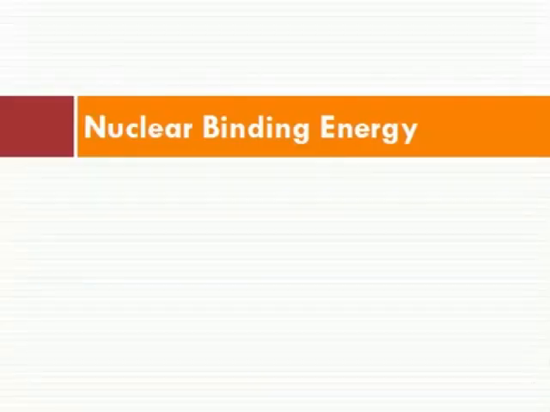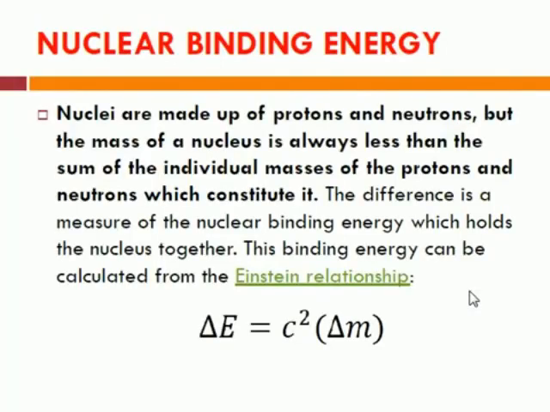Okay, so let's proceed with the nuclear binding energy. Nuclei are made up of protons and neutrons, but the mass of a nucleus is always less than the sum of the individual masses of the protons and neutrons which constitute it. The difference is a measure of the nuclear binding energy which holds the nucleus together. This binding energy can be calculated from the Einstein relationship delta E is equal to c squared delta M.